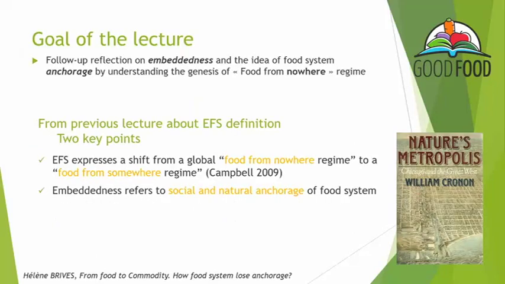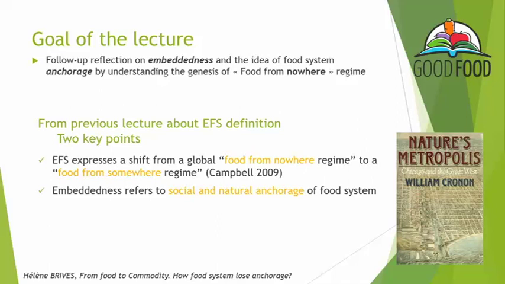The goal of this lecture is to continue to reflect on embeddedness and on the idea of food system anchorage by understanding the genesis of the food from nowhere regime. Remember from your previous lecture about embedded food systems, you got 2 key points. Embedded food systems express a shift from global food from nowhere regime to food from somewhere regime. And embeddedness refers to social and natural anchorage of food system.